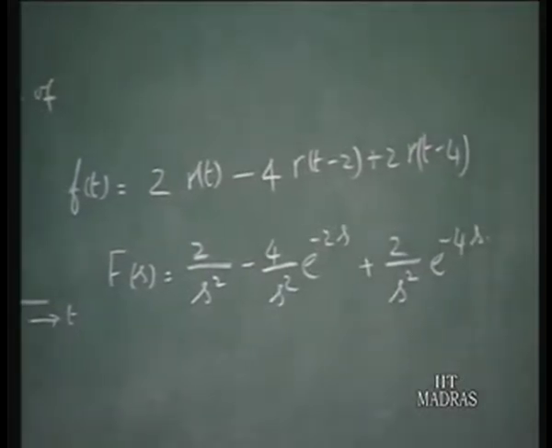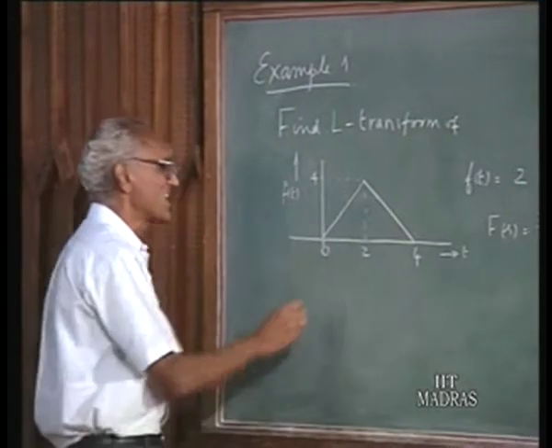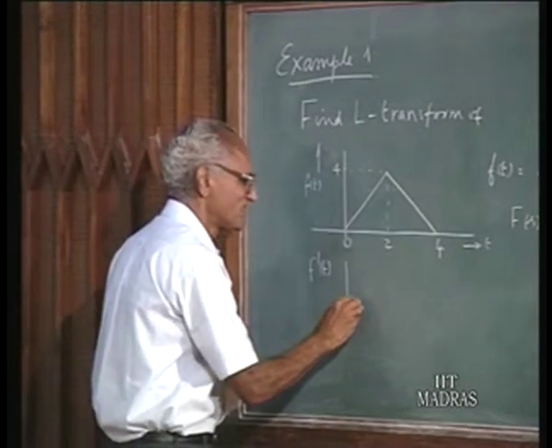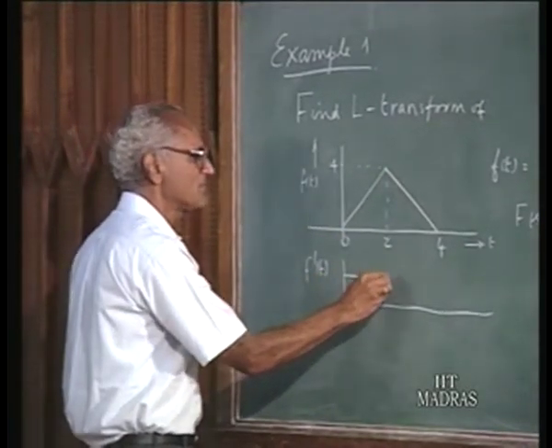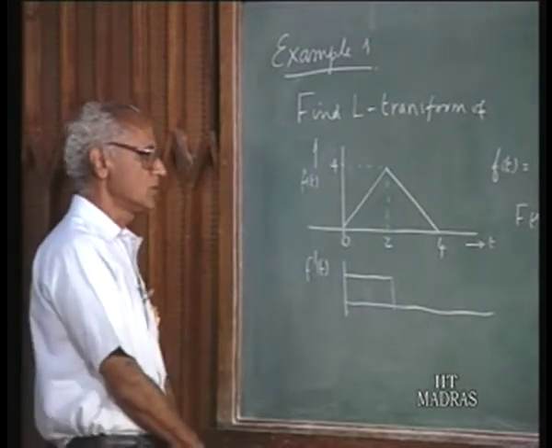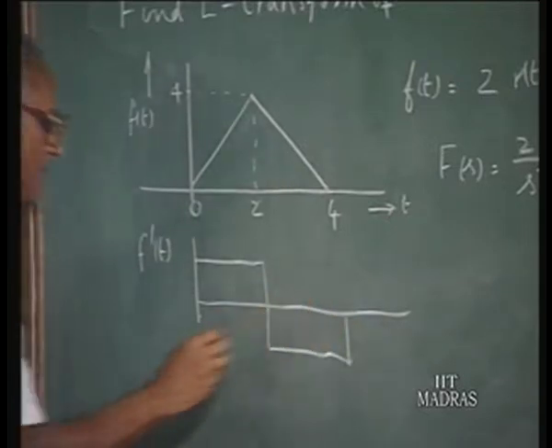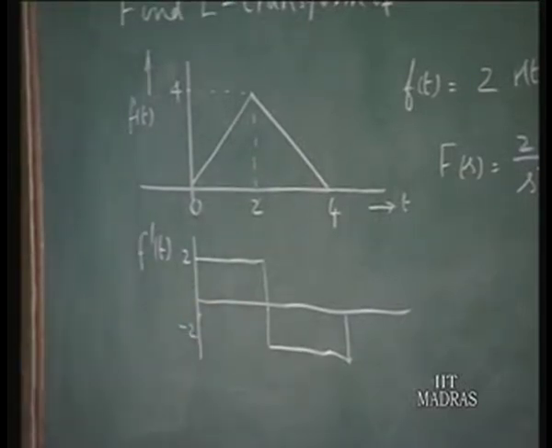It is illustrative to obtain the same result by differentiating this f of t maybe once or twice and finding out the Laplace transform of the derivative functions, and then go back and see how it agrees with this or not. So let us see. If I take the derivative of this, f prime t, then for 0 to 2 seconds it has a slope of plus 2, and from 2 to 4 seconds it is a slope of minus 2. So that would be the derivative function, 2 and minus 2. That is f prime t.